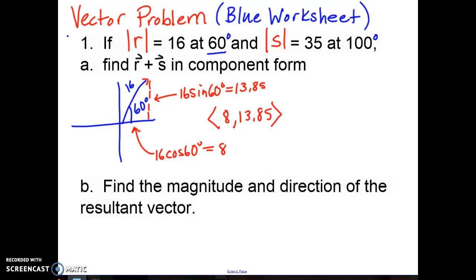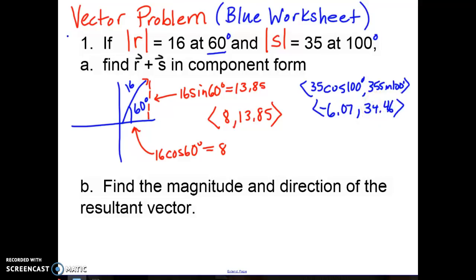Our vector S, we're going to do the same way, but I'm just going to put it in vector form right away. So we have 35 times the cosine of 100. And 35 times the sine of 100. So after we put that in our calculator, we get negative 6.07, and this one is 34.46.